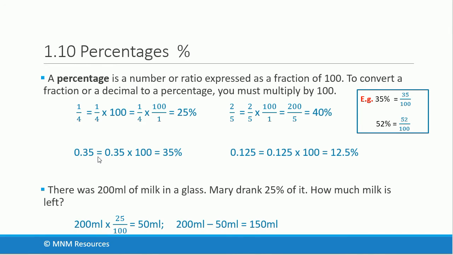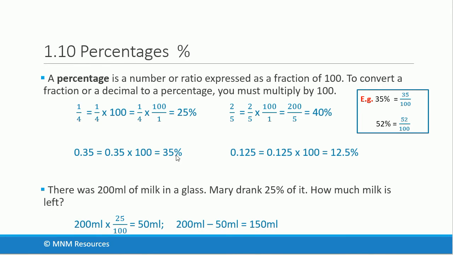When you are converting a decimal to a percentage, you must multiply it by 100. When you're multiplying a decimal by 10 or 100 or 1000, you need to move the decimal point by the number of zeros in the number that you are multiplying it by. So if it is 100, there are 2 zeros in 100, so you need to move the decimal point 2 places. So if it's 0.35, the decimal point will move past 3 and past 5 and land here.